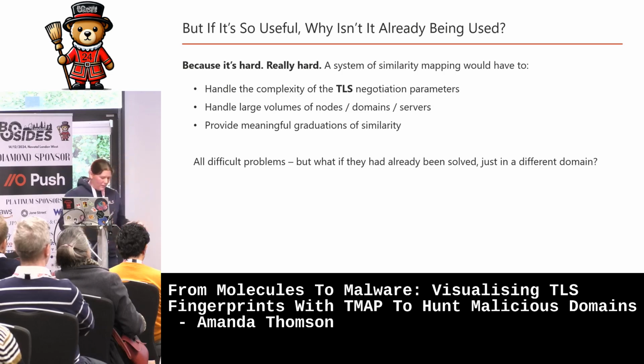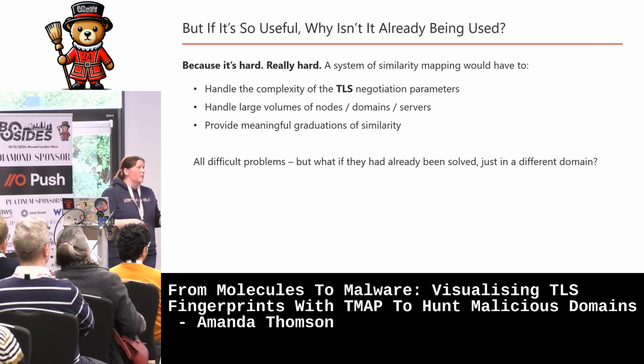Because unlike files that are quite static, we have traffic. So there's a whole bunch of things that any TLS similarity mapping would need to do well to be effective. Mainly, the negotiation parameters are complex, so it would have to handle all of those. Also, it would have to handle huge volumes of nodes, domains, servers. But the most important bit for me was that it has to provide meaningful graduations of similarity.